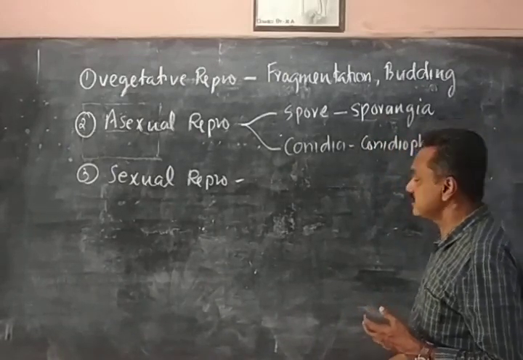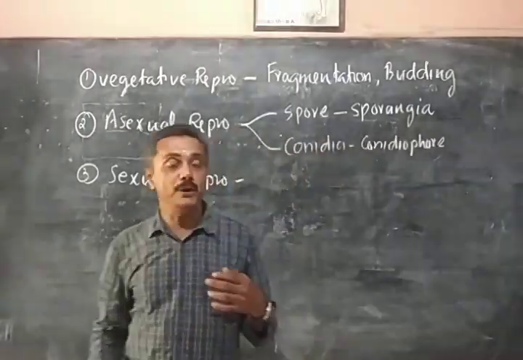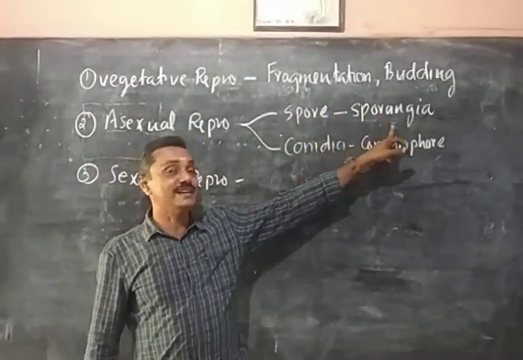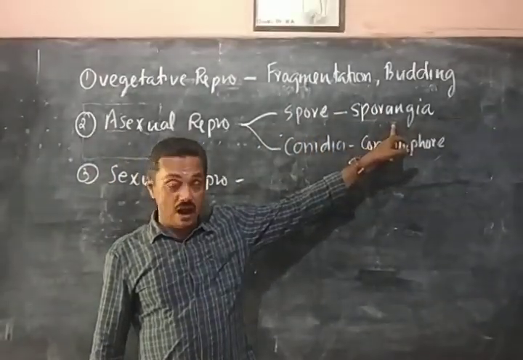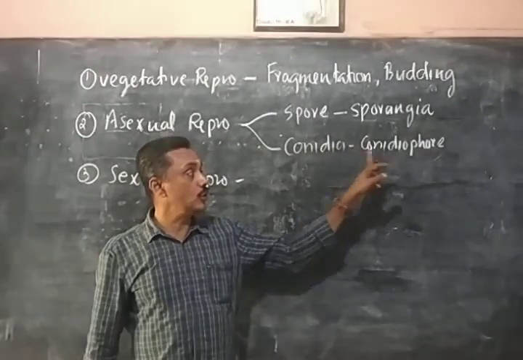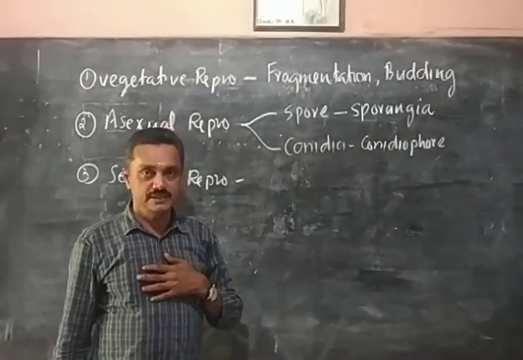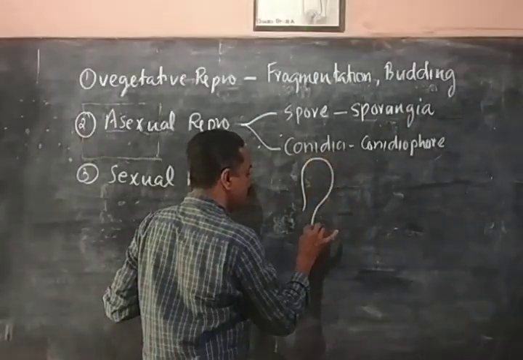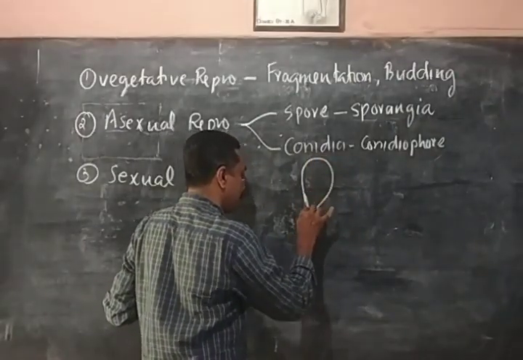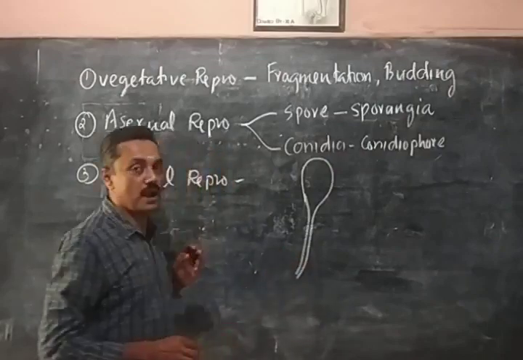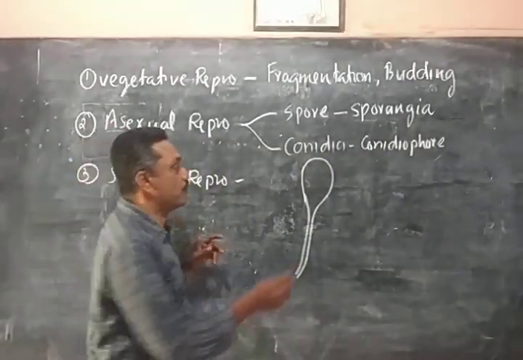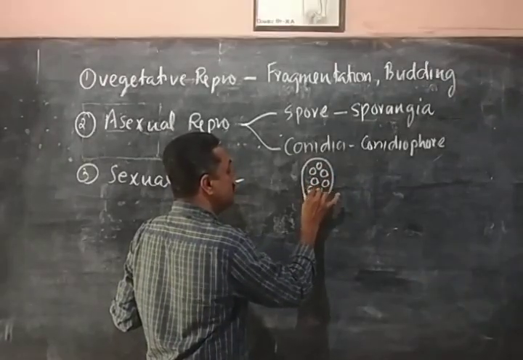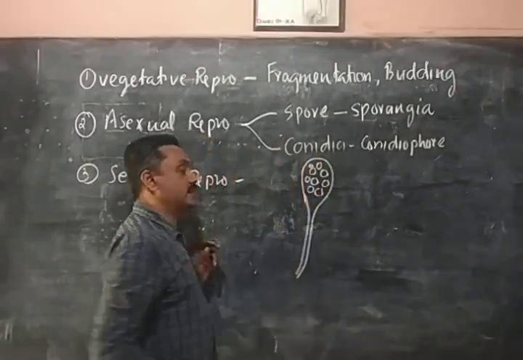There are two methods in fungus. It reproduces essentially by two methods. What are they? Spore formation inside a structure called sporangia, or conidia on conidiophore. See this balloon-like structure called sporangia. Most fungus reproduce by sporangia. Inside the sporangia, spores are formed. This is the fastest method of reproduction in fungus.